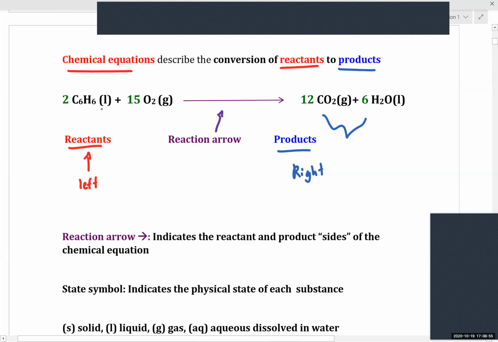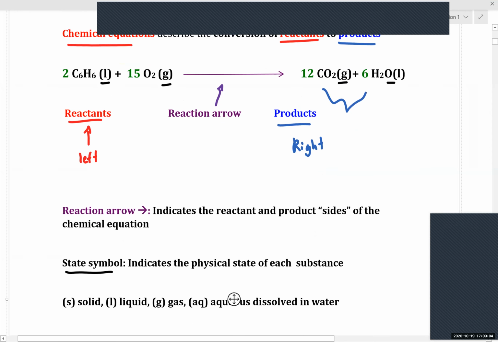First, I'd like you to pay attention to these liquid and gas symbols. These symbols are known as our state symbols, and state symbols, quite simply, indicate the physical state of each substance. We have rules for indicating the physical states of most elements, because we talked about that earlier in chapter 1. With regards to compounds, we'll talk about this a little later on in this chapter. How do we assign state symbols to different compounds? Just as a refresher, S as a state symbol stands for solid, L for liquid, G for gas, and AQ for aqueous, which can best be thought of as dissolved in water.